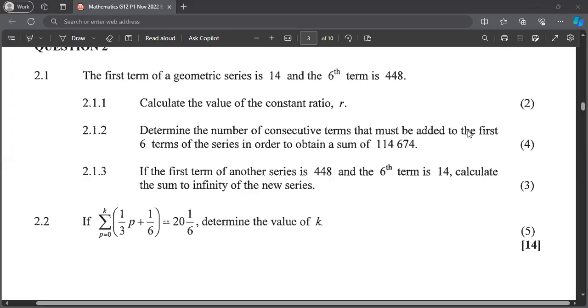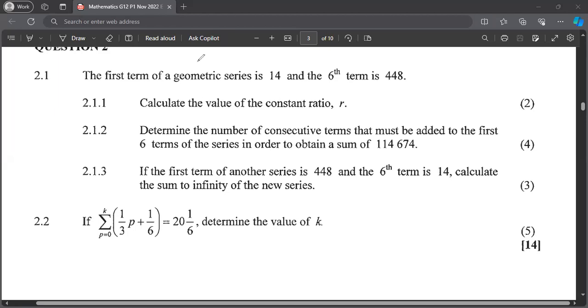So let's say you are seated peacefully in the exam, minding your own business, and they decide to ask you a situation like this one. It says the first term of a geometric series is 14, and the sixth term is 448. Calculate the value of the constant ratio.